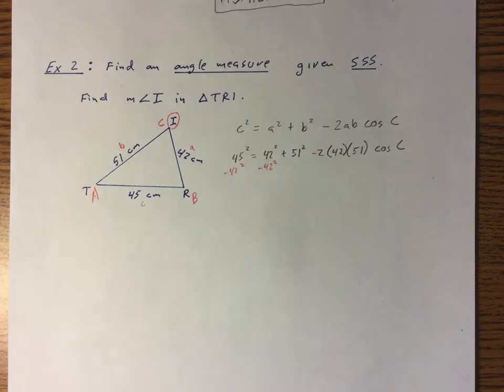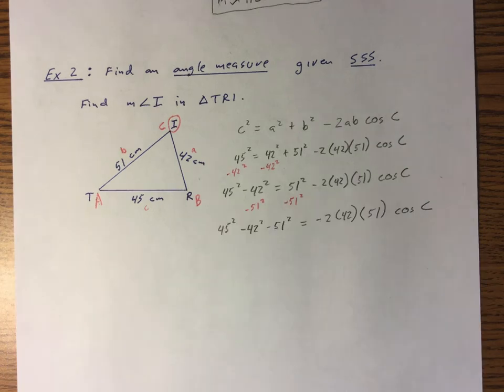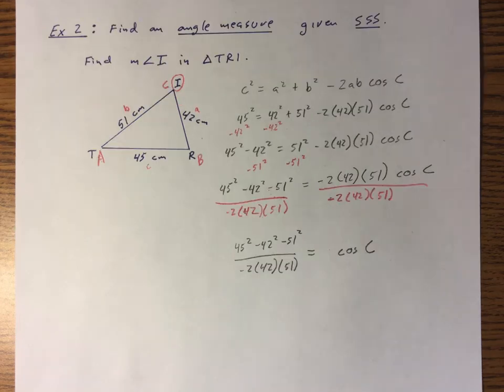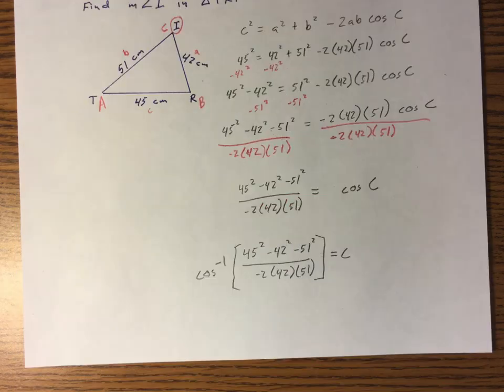I'm going to subtract 42 squared. And I'm going to subtract 51 squared. And now I see on the right-hand side I have negative 2 times 42 times 51. Well, that's just a number. So I'm going to divide by that number. And then since the cosine of the angle is equal to that nasty fraction, we'll need inverse trig. So the inverse cosine of that monster is equal to c.